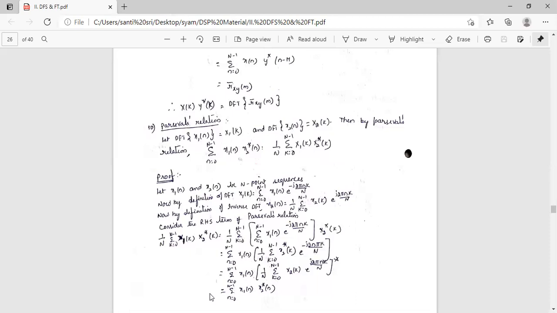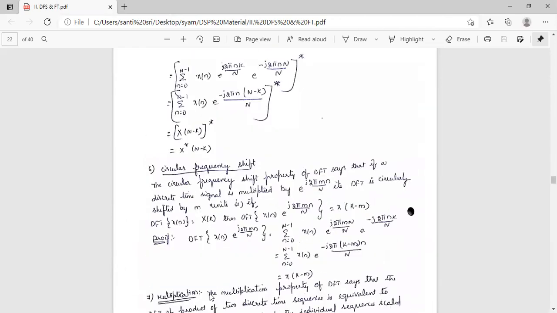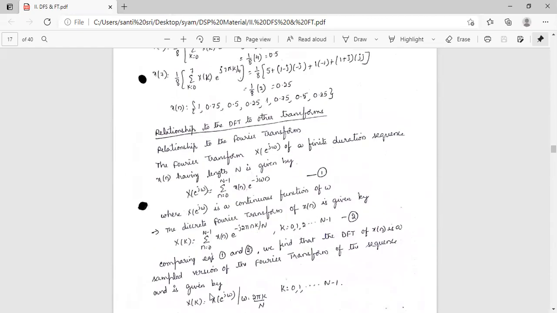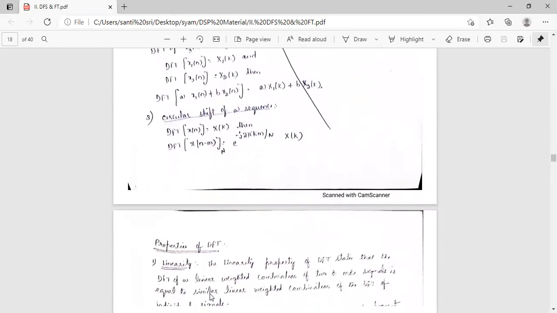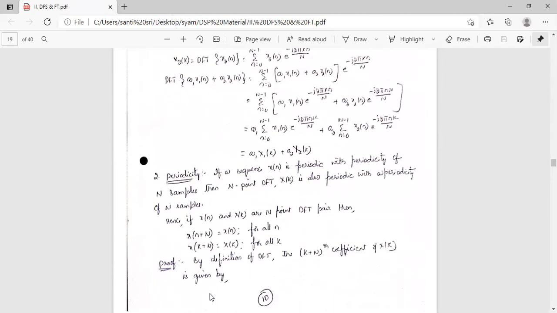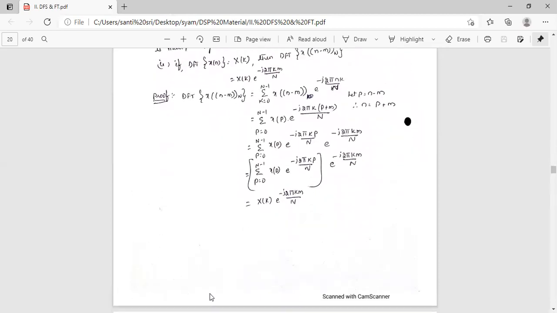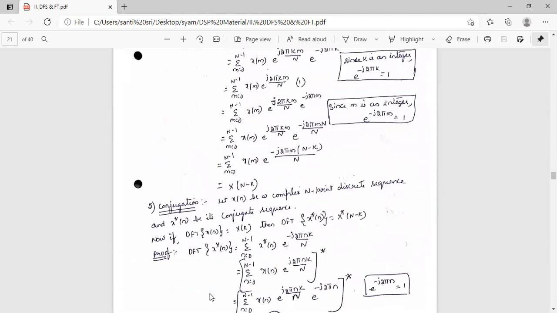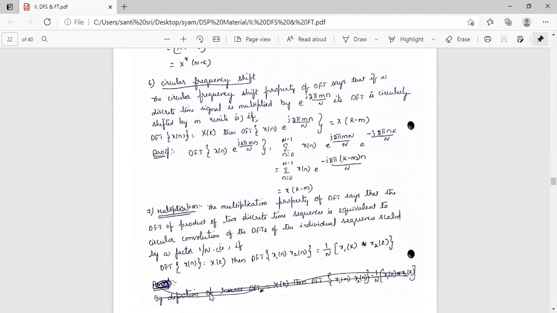Like that we have 10 properties of DFT. The first one is linearity property, which was proved. Next one is periodicity property. Third one is circular time shift property. Fourth one is time reversal property. And fifth one is conjugation property. Okay. Sixth one is circular frequency shift.